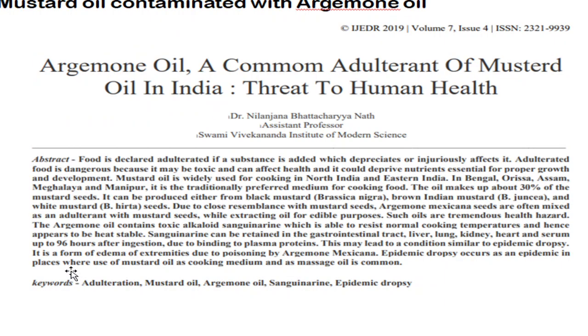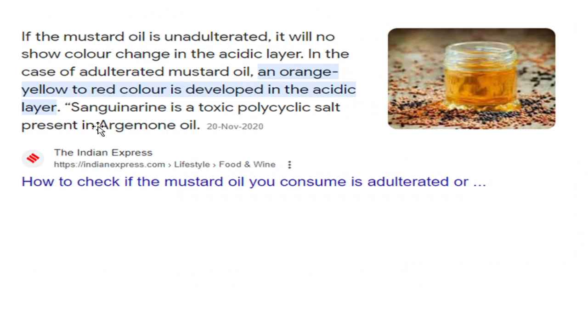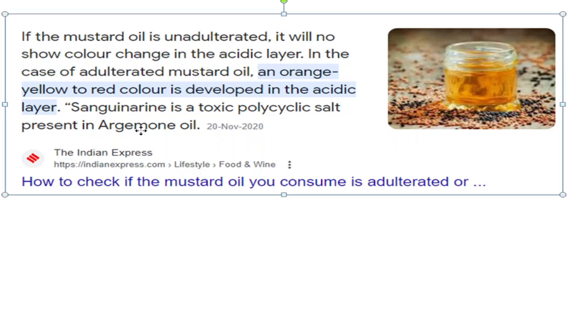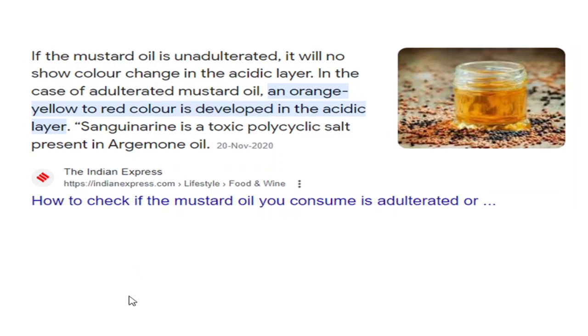Next is mustard oil contamination with argemone oil. They asked for the particular compound which is responsible. The correct answer for this question is sanguinarine, and it is a toxic polycyclic alkaloid which is present in argemone oil, and it is an adulterant which you can notice in mustard oil. But the Indian government has recently announced an important chemical test to determine whether the mustard oil is adulterated or not.